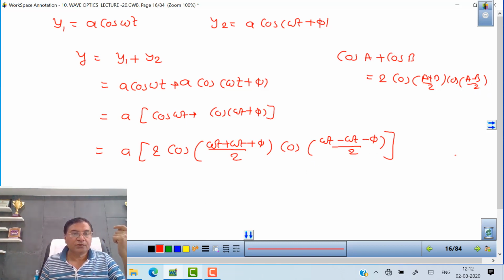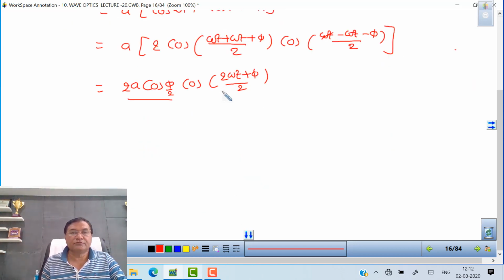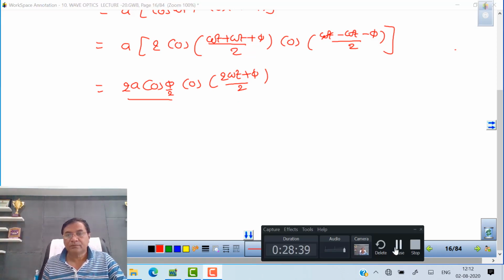Understood? We use this, so we get 2a cos(phi by 2), cos(minus theta) is cos theta, so it is not necessary to write the negative sign, times cos(omega t plus phi by 2). So this is now the amplitude, and this shows it oscillates, it performs simple harmonic motion.